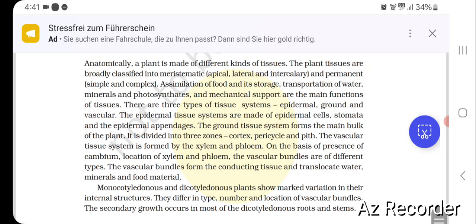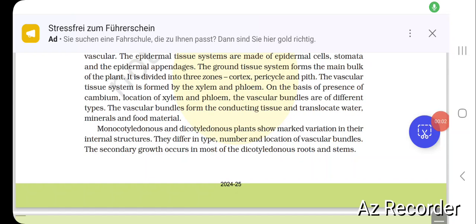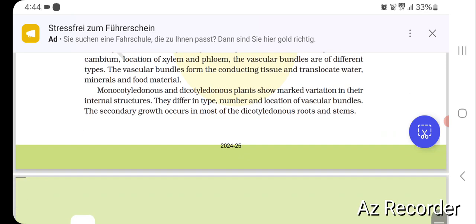The ground tissue system forms the main bulk of the plant. It is divided into three zones: cortex, pericycle, and pith. The vascular tissue is formed by the xylem and phloem. On the basis of presence of cambium and location of xylem and phloem, the vascular bundles are of different types. The vascular bundles form the conducting tissue and translocate water, minerals, and food material. Monocotyledonous and dicotyledonous plants show marked variation in their internal structures, the different type, number, and location of vascular bundles. Secondary growth occurs in most of the dicotyledonous roots and stems.